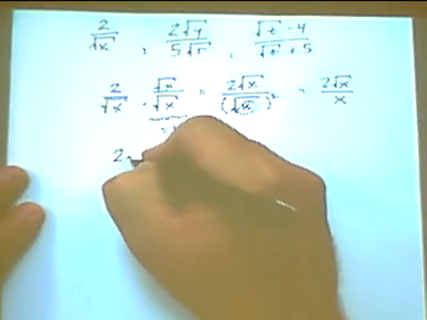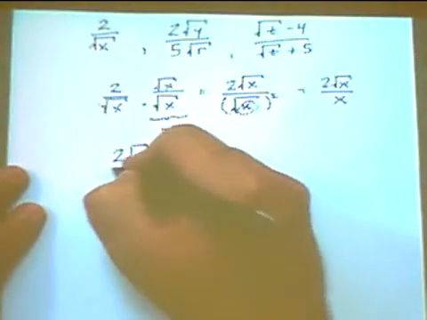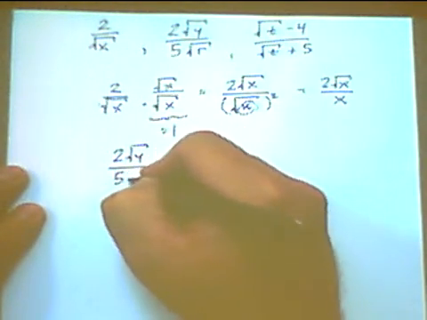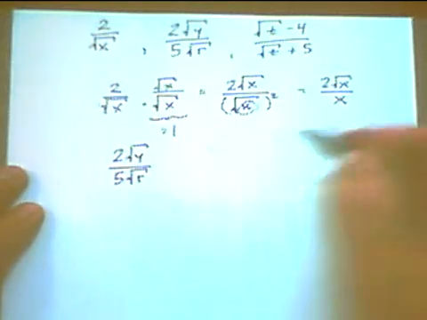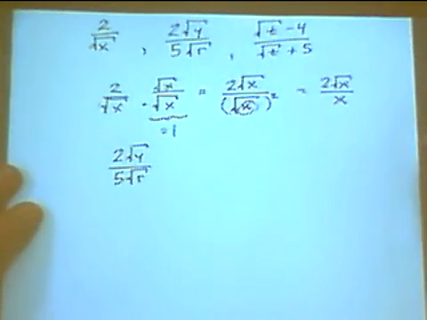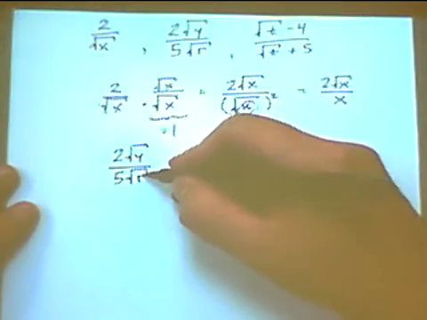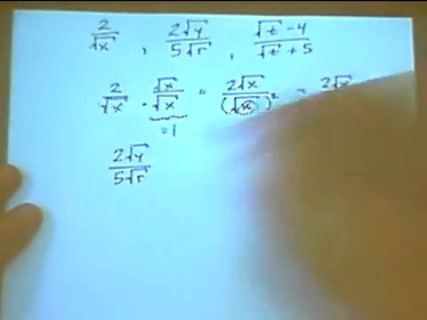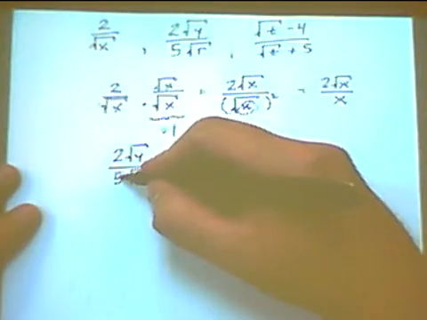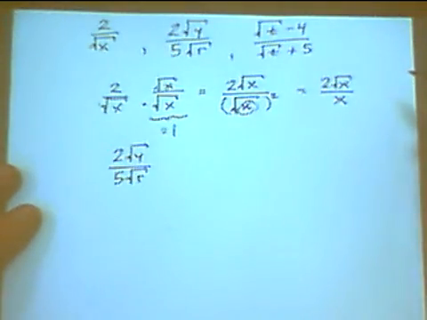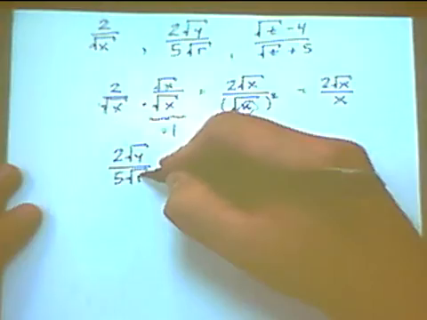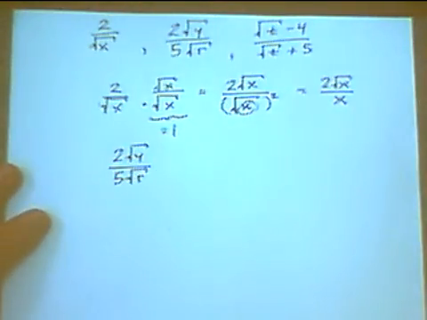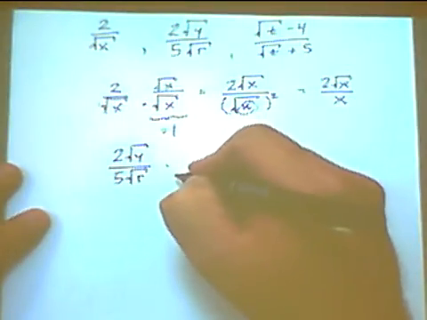It was 2 square root of y over 5 square root of r. Now once again, the only thing I'm really worried about is the square root of r. I don't care about the square root of y in the numerator, and I don't even care about this 5. That 5 in the denominator is fine, that's not a problem. It's really the square root of r. So what do I do here?